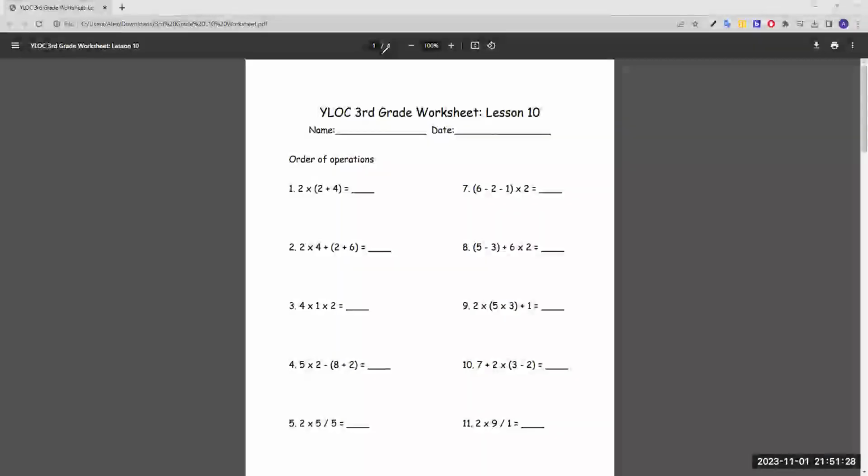Hi guys, so we're going to be doing third grade worksheet lesson 10. So let's start off by using the order of operations. The order of operations can be represented by the acronym PEMDAS. P stands for parentheses, E stands for exponents, M for multiplication, D for division, A for addition, and S for subtraction. This is the order that we would solve these problems with. So for example, we would multiply and divide before we add and subtract.